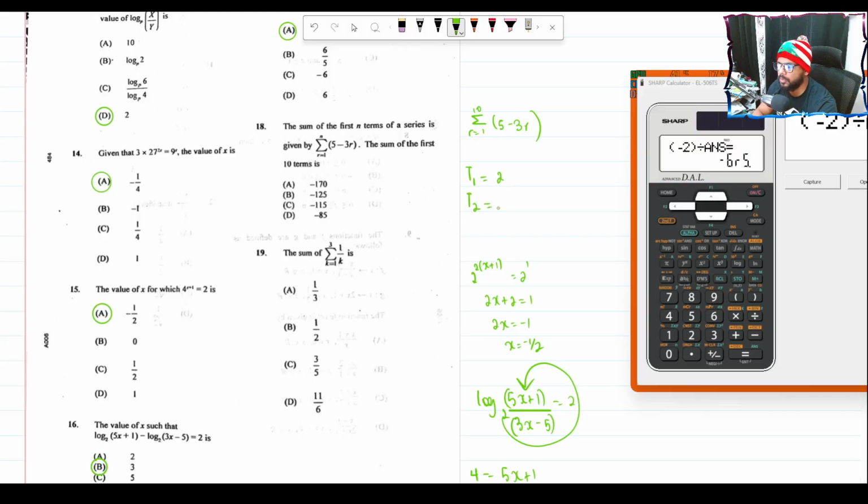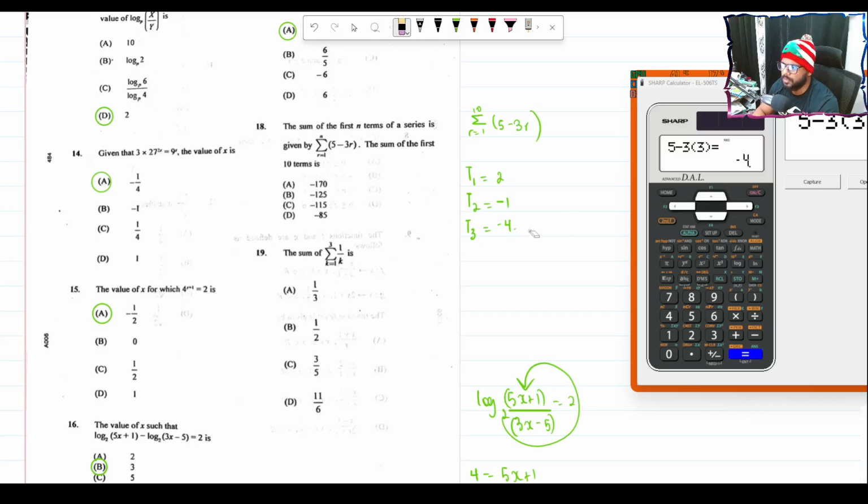Term 2 is going to be when r is 2, so 5 minus 3 into 2 is minus 1. And just to check if it's an AP or a GP, I'm going to calculate T3. T3 is going to be 5 minus 3 into 3, which is minus 4.